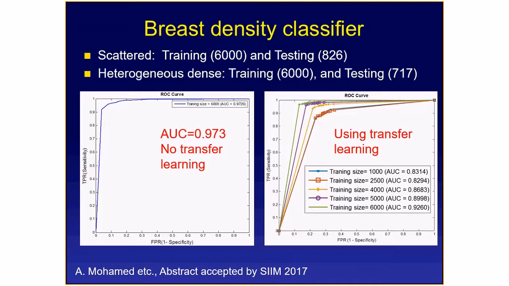We also tested using transfer learning, for example if you don't have that many images for training. The model was trained on a natural image database like ImageNet, and then you use a smaller number of cases to train it. You still get pretty good performance. So this gives you a sense that, for this specific task, transfer learning can help.